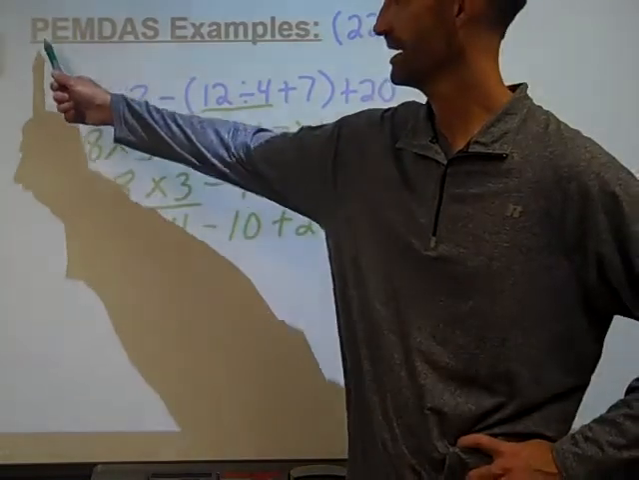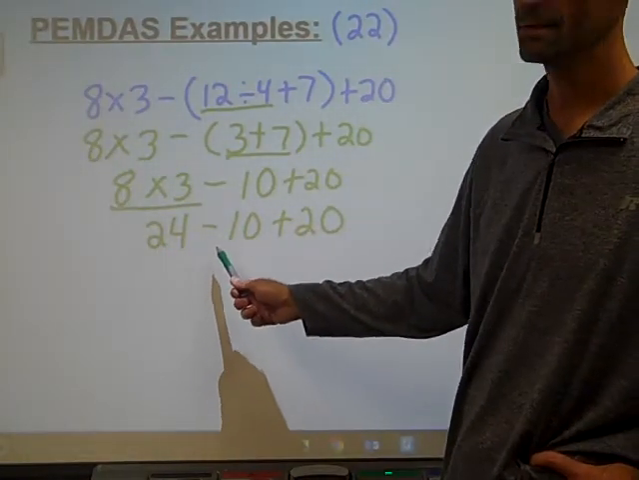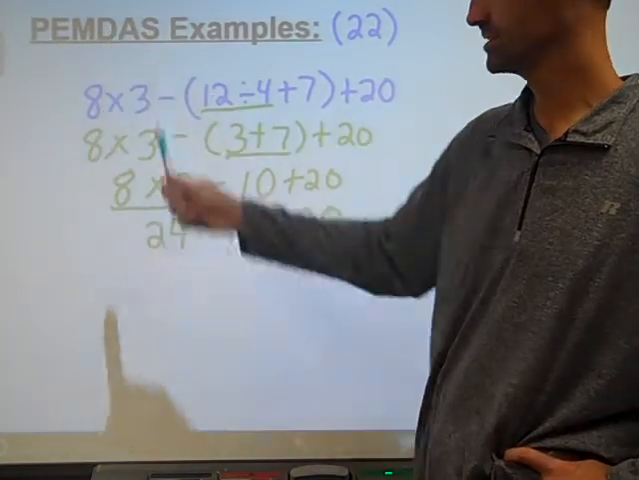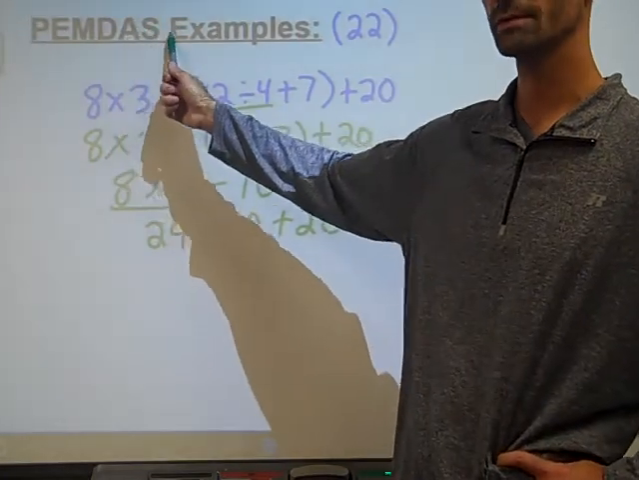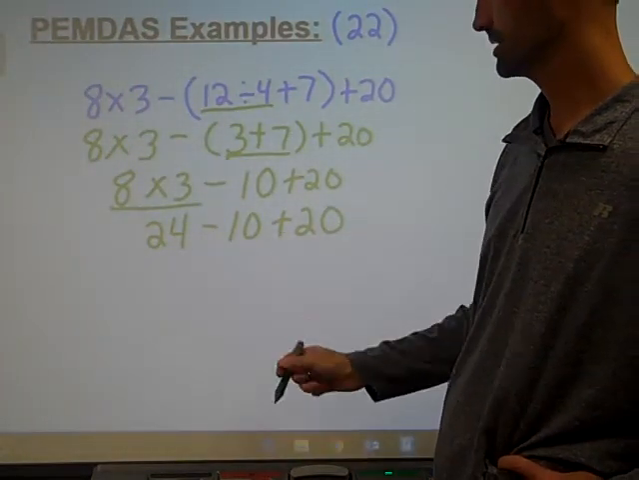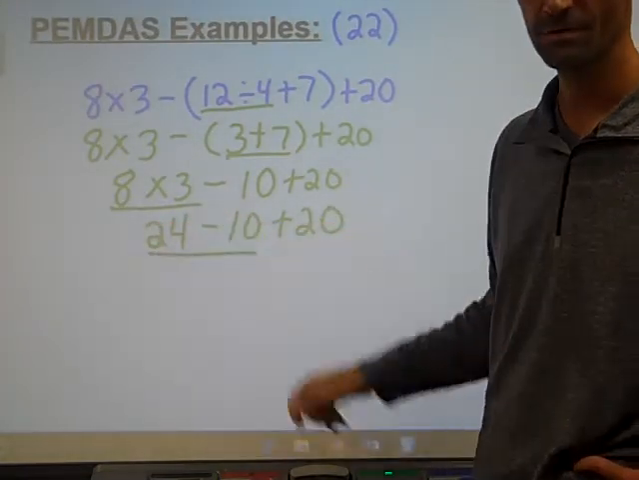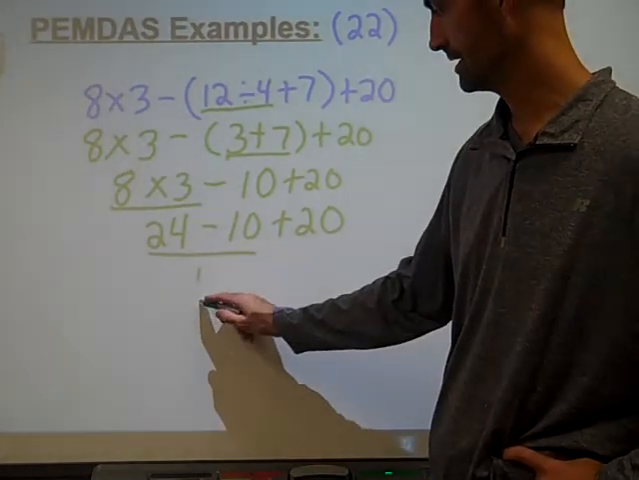And we start again. Parentheses? No. Are there any exponents? No. Is there multiplication or division? No. Is there addition or subtraction? Yes, there's both. Which one do we do first? Subtraction, because it comes first. 24 minus 10 is 14.